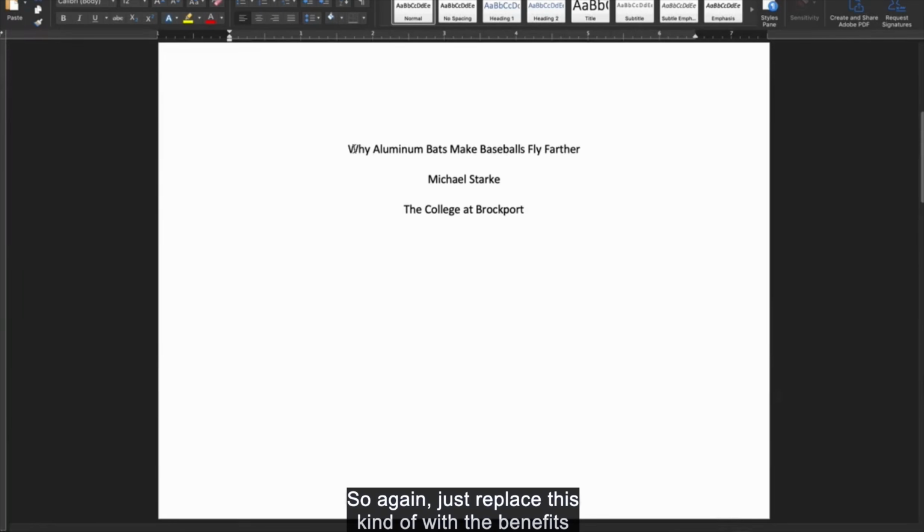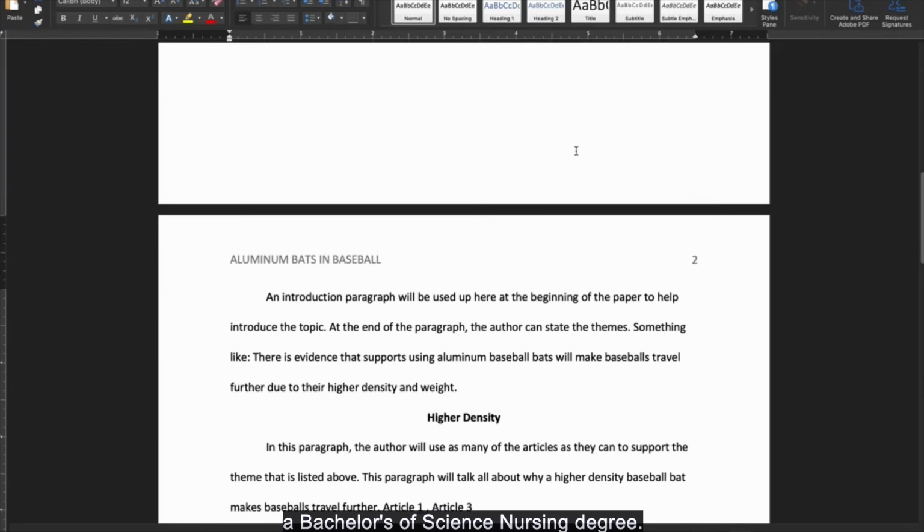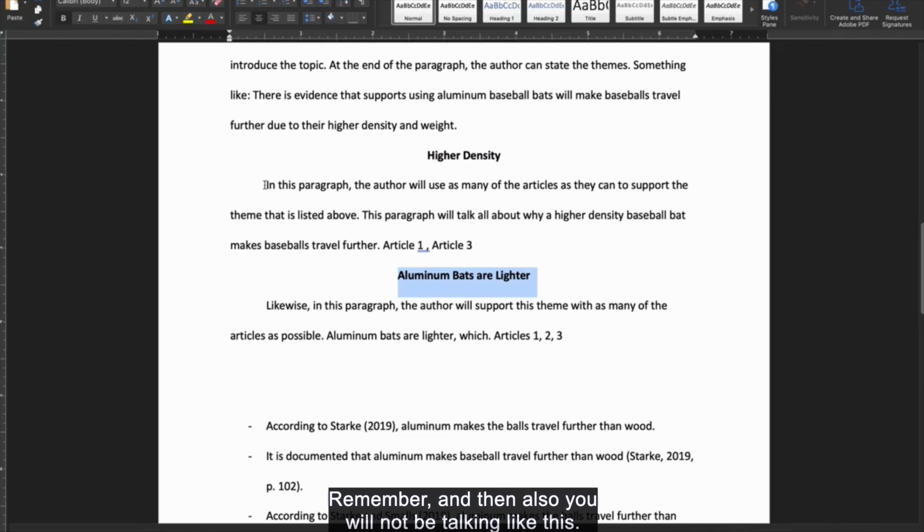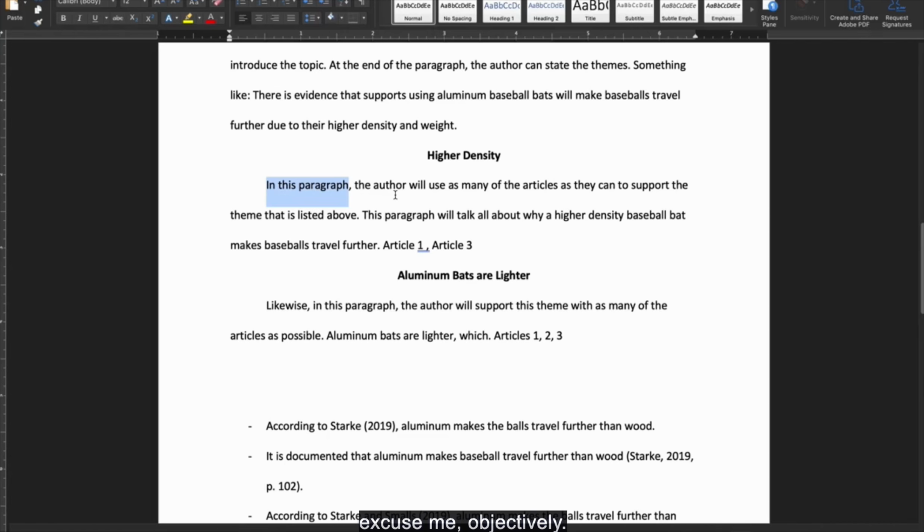Again, just replace this with the benefits of a BSN degree, the Bachelor's of Science in Nursing degree, and then you'll have your theme 1 here and your theme 2 here. Remember, you will also not be talking like this in this paragraph. The author needs to remember to write objectively. Sorry, I had a mind blank there for a second. Writing objectively. You're not using any I's, we's, me's, anything like that.